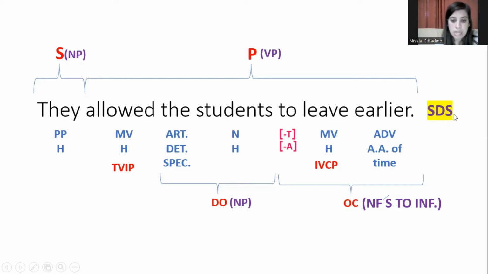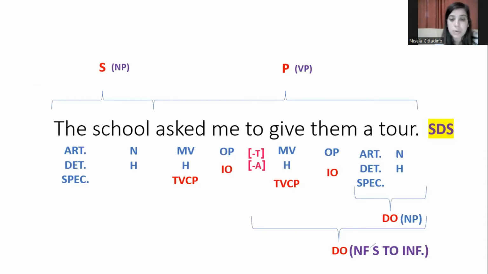Okay. So the school asked me to give them a tour. So in this case, the school is the subject and it's a noun phrase. Asked me to give them a tour is the predicate and the verb phrase. Okay. The school, yes, we have to analyze the noun phrase inside. The is the article, the determiner, and the specifier. School is the noun and the head.